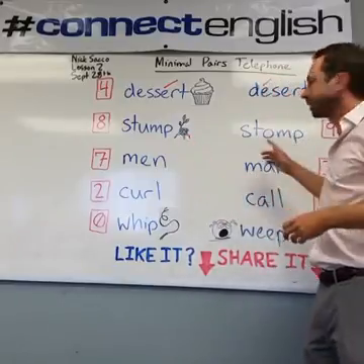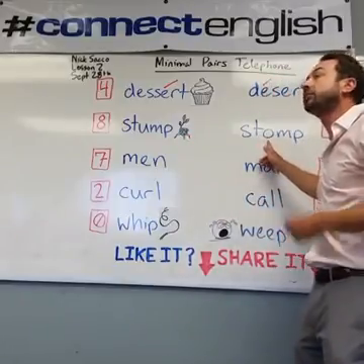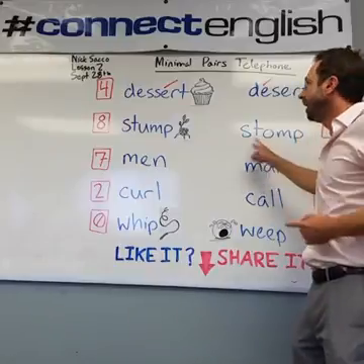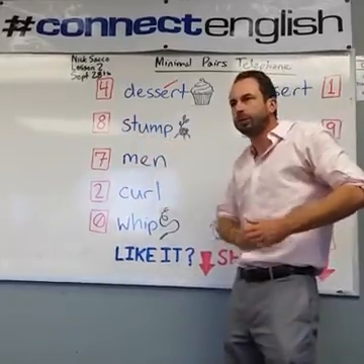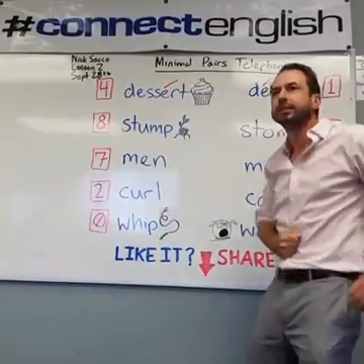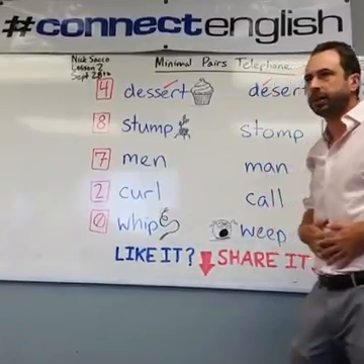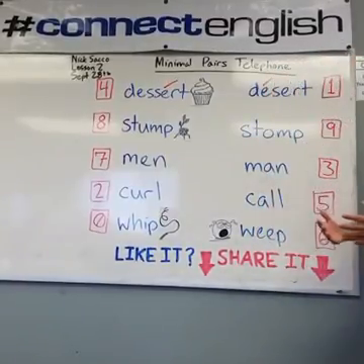All right, let's do it as a class. 1, 2, 3, stomp. Stomp. Yeah, and let's do this one as a class. 1, 2, 3, with the pressure. Stomp. Yeah. Feel that pressure, and you're going to become a better pronouncer, okay?